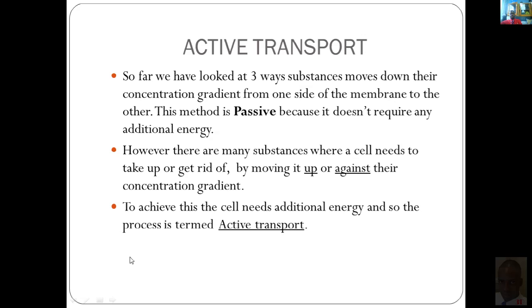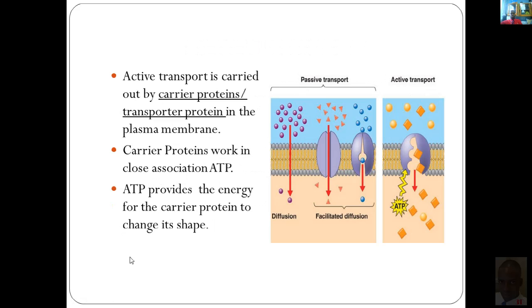So we're going against the concentration gradient, or going up the concentration gradient. And we said to achieve this, we actually need some additional energy. So this is called active transport. Now, active transport is carried out by carrier proteins or transporter proteins in the membranes. Carrier proteins work in close association with ATP. You know that ATP is the cell currency for energy. ATP provides the energy for the carrier proteins to change their shape.